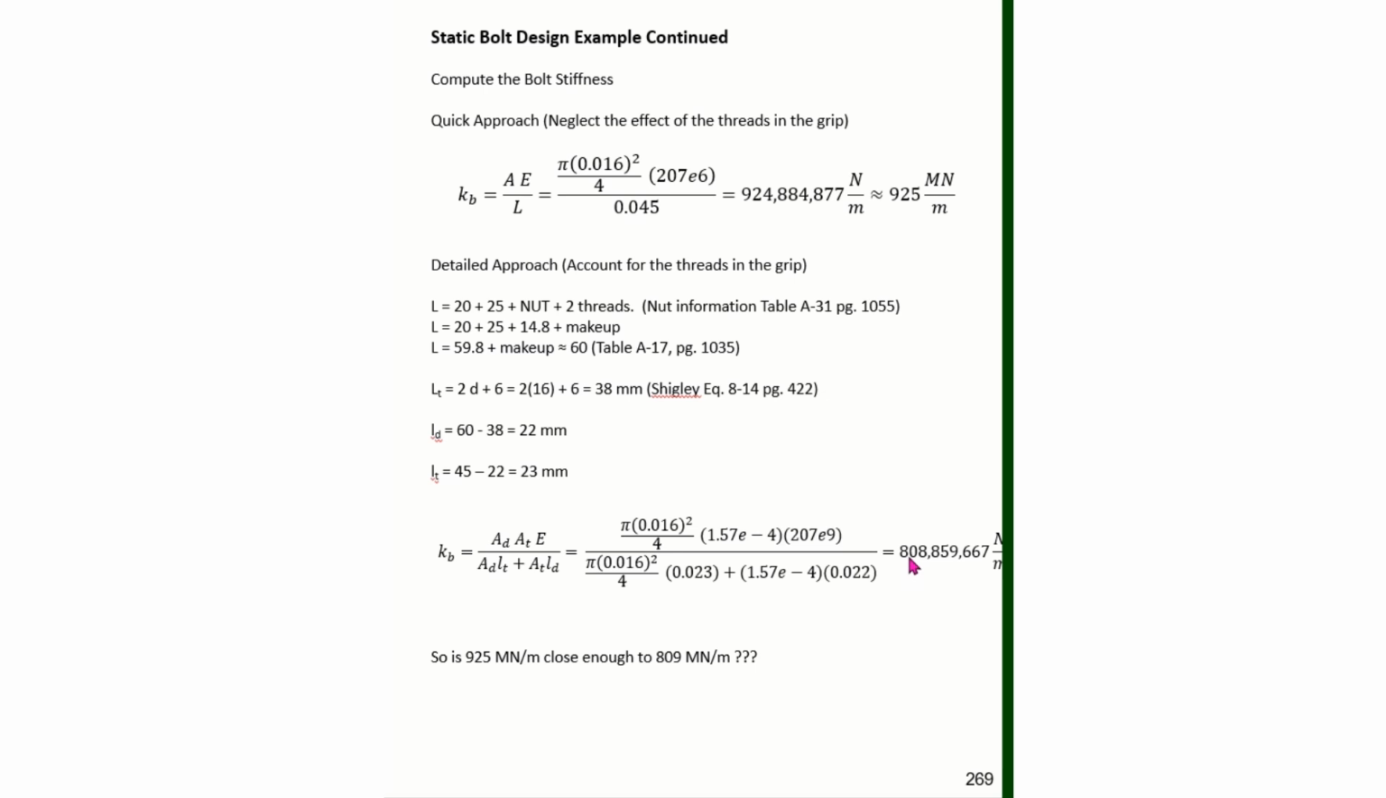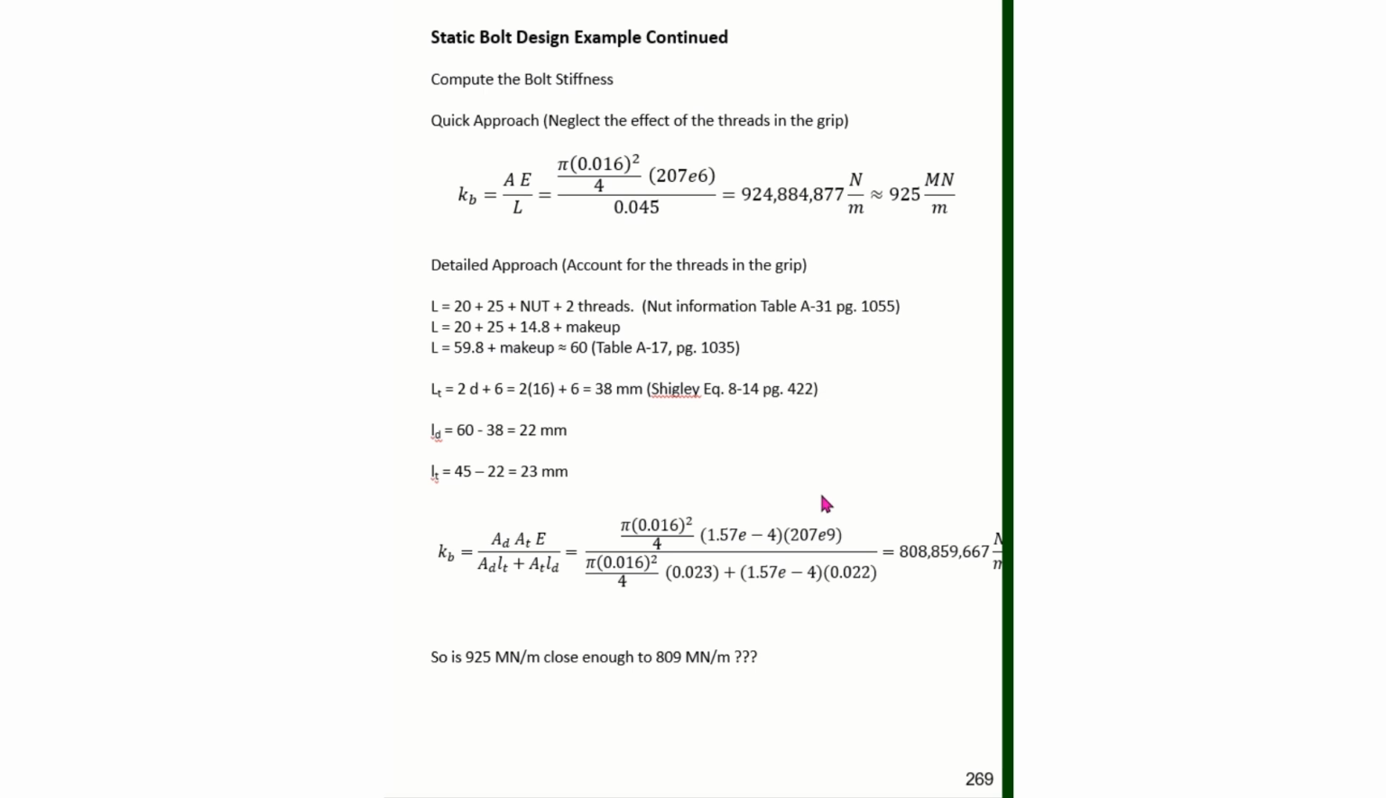meganewtons per meter. So when we compare the quick approach of 925 to the more detailed approach of 808, we can see that there is a significant difference. We also see that by assuming the bolt is completely unthreaded in the entire grip, we overestimate the stiffness of the bolt. So computing this KB will always be an upper bound on computing the KB when we consider both the threaded and the unthreaded portions.